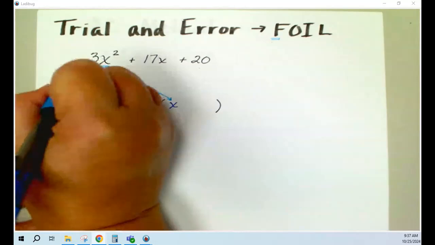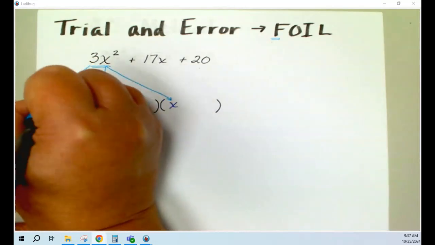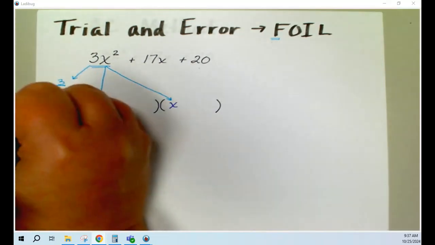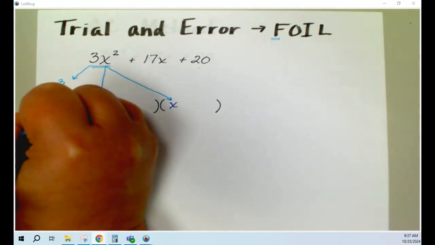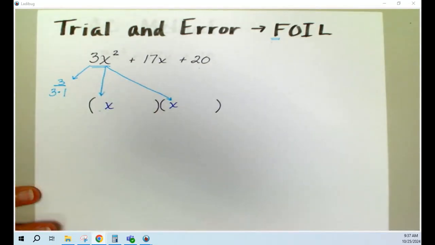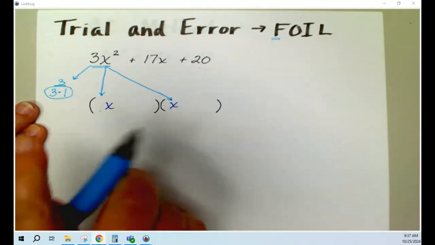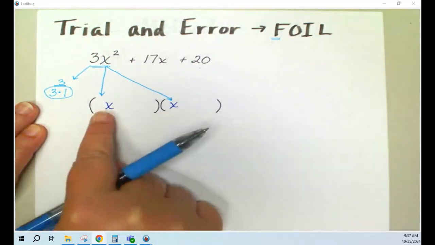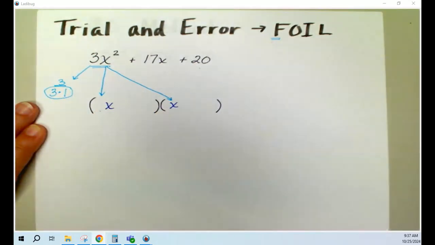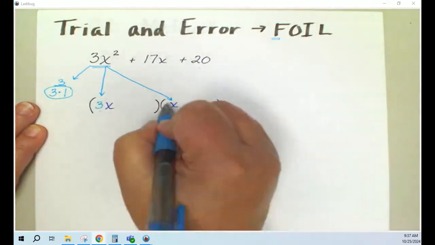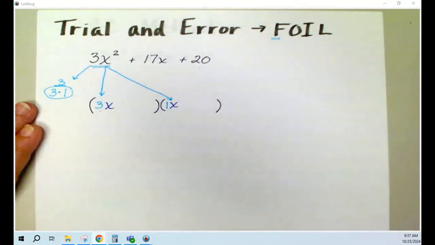So what we want to think about there as far as that 3 is concerned is what numbers can we multiply together to get back 3? And the only thing that comes to mind is 3 times 1. Okay. So that's kind of nice. Since it's only one option, we're going to use it. So go to our parentheses here. One of these is going to be a 3. The other one's going to be a 1. Okay. So let's make 3x, and we can put a 1x there.